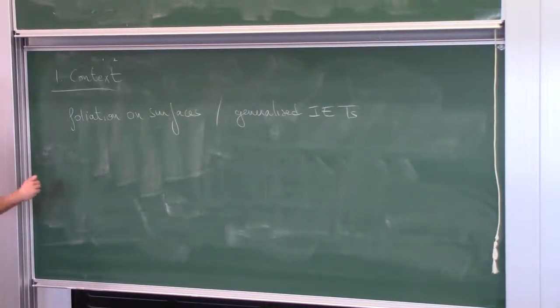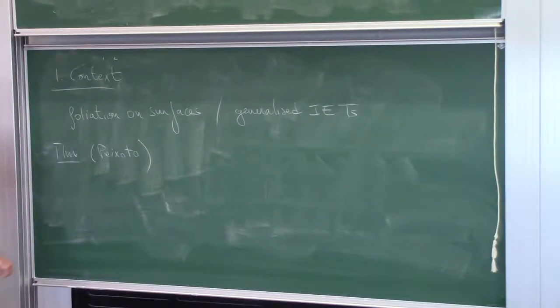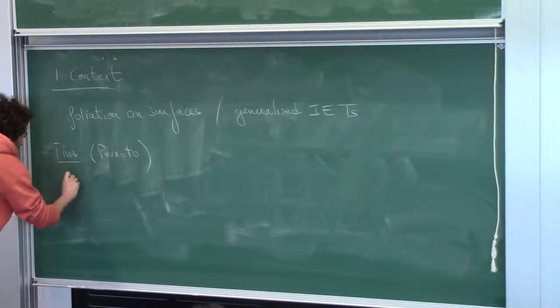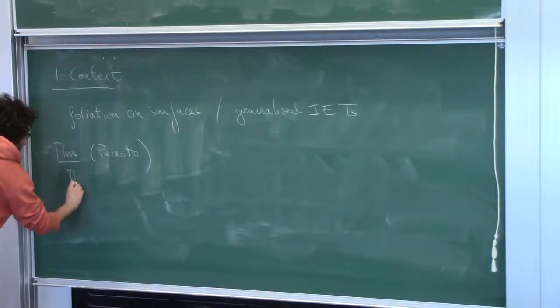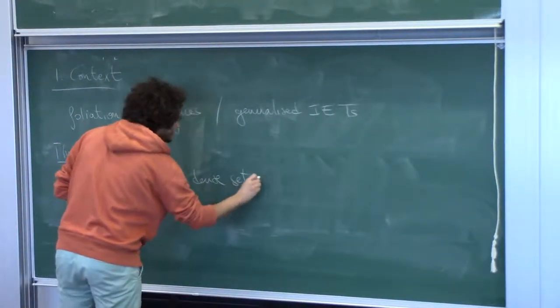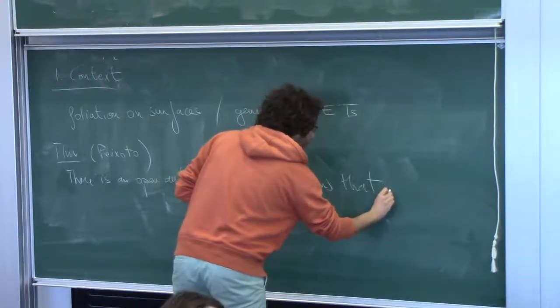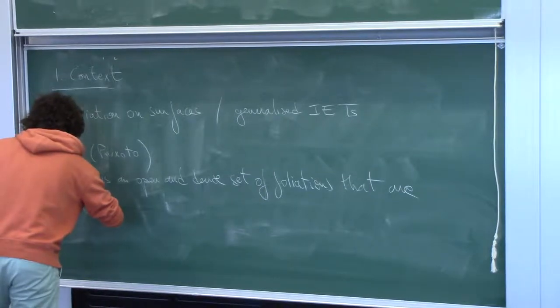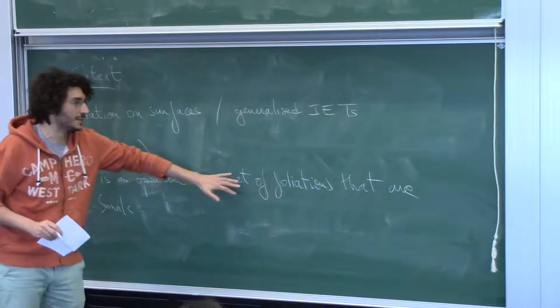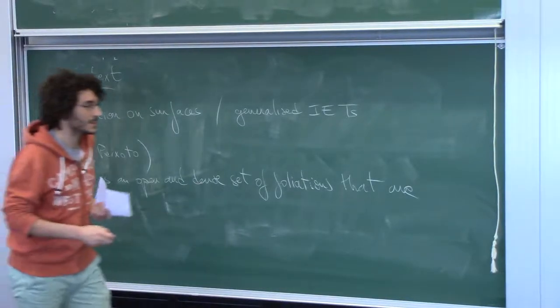Okay. So first, let me recall a rather old theorem by Schwartzman. There is an open and dense set of foliations that are Morse-Smale. It's a very vague statement. When I say an open, dense set of foliations, I'm thinking of the space of foliations on a given surface with, let's say, the C-infinity topology, and maybe I should also define what Morse-Smale means.